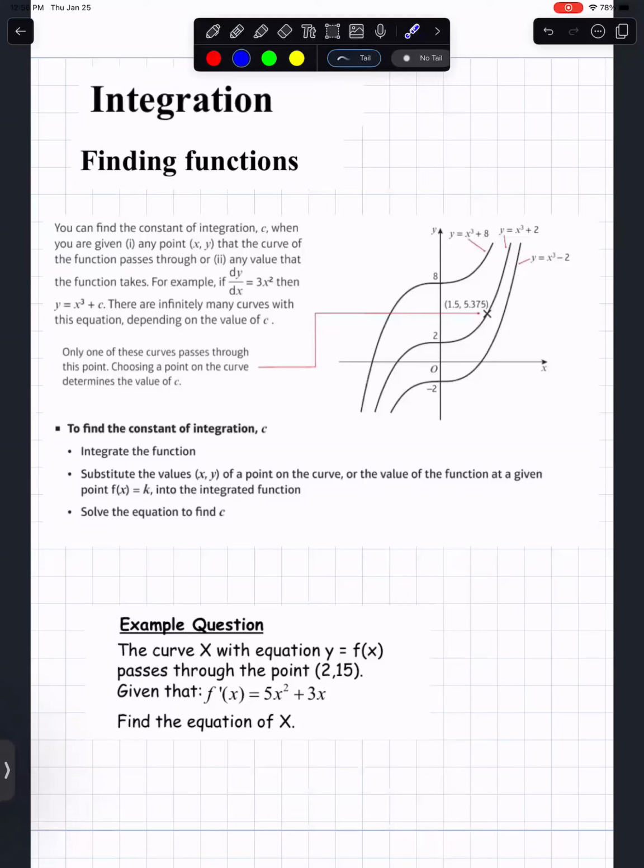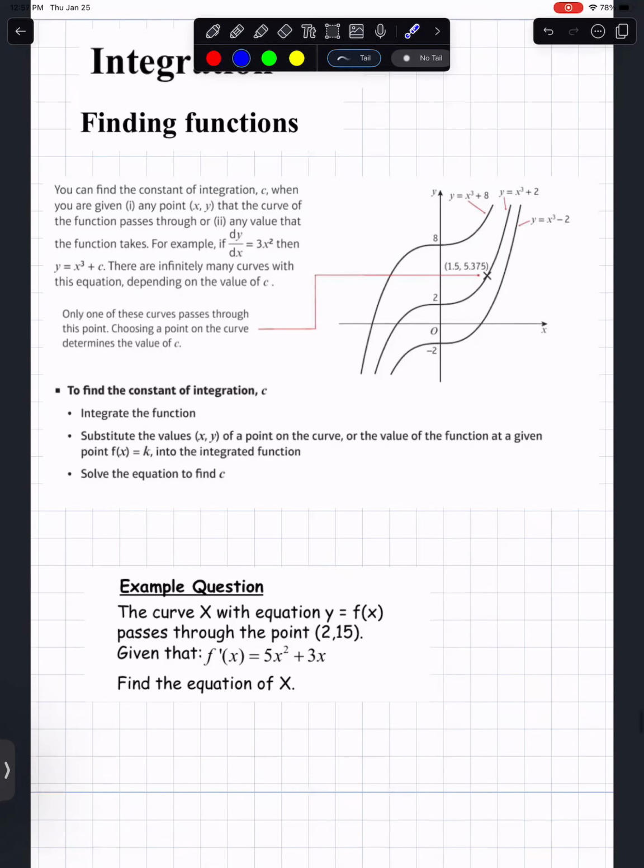For example, if you have dy/dx, which we did yesterday, dy/dx equals 3x squared. Then if you are integrating that, y will give us x cubed plus c. So we are going to use this to find our c, given a point on your graph. Only one of these curves passes through this point, so that means it's your x and your y. You choose a point on the curve to find the value of c, given your x and your y value. So we are going to find the constant of integration c.